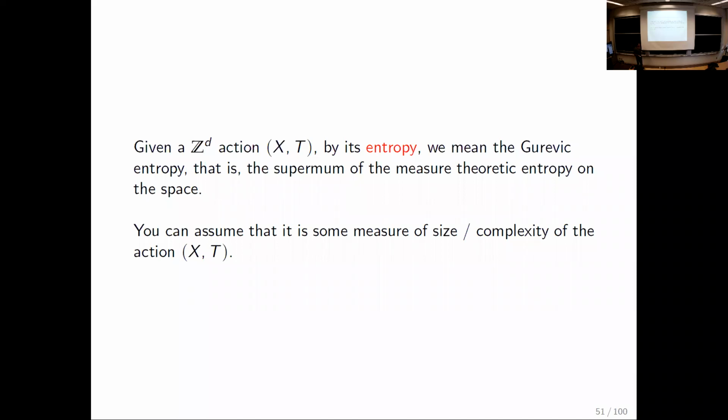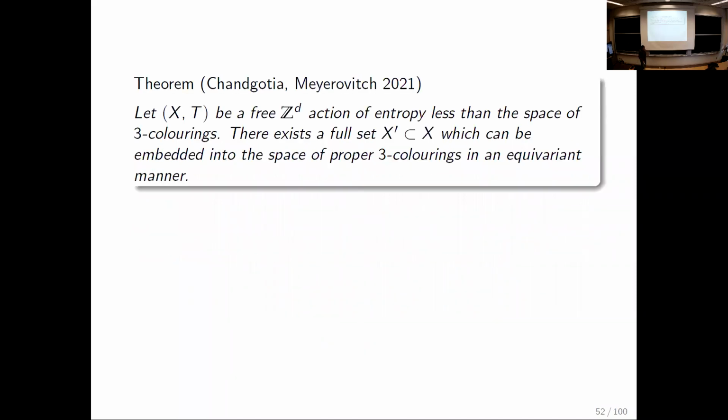And what I am now going to prove is that the space of proper colorings indeed is universal, in the sense that I can embed everything else which has smaller entropy.